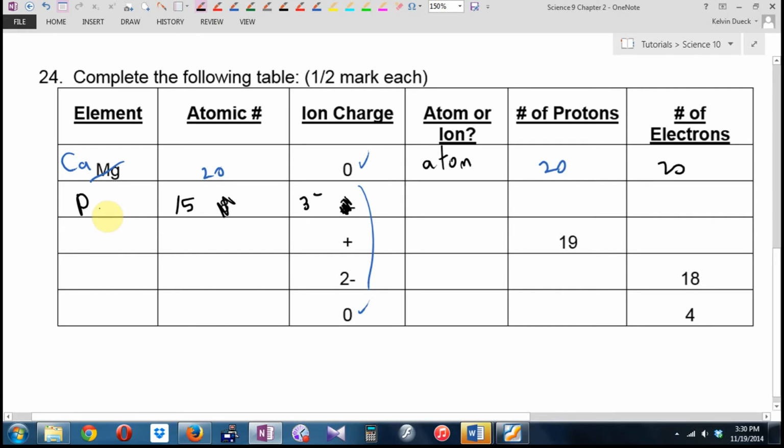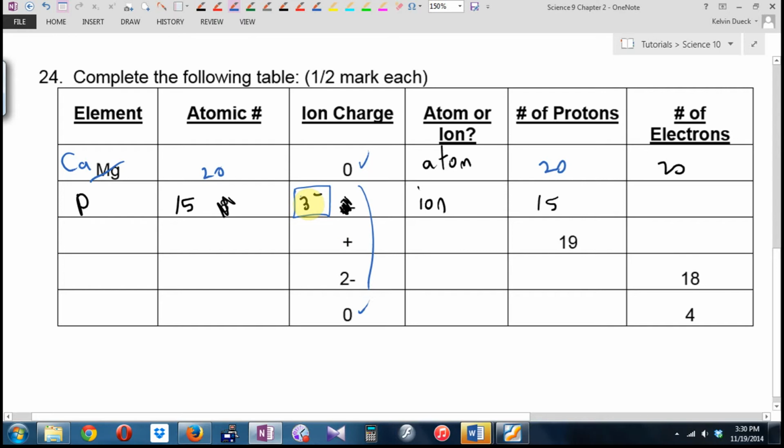Atom or ion? Ion. Okay? How many protons? Close to a no-brainer. 15. How many electrons? That's going to change. Now I need to think. Ready? Can you read that to me, Mateo?